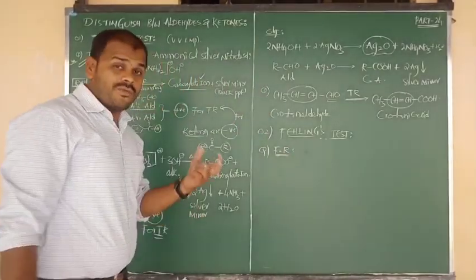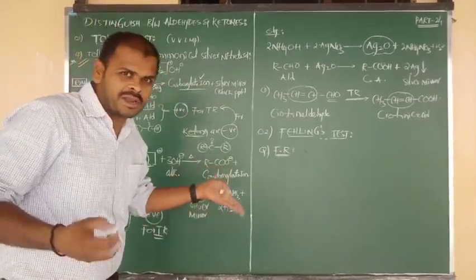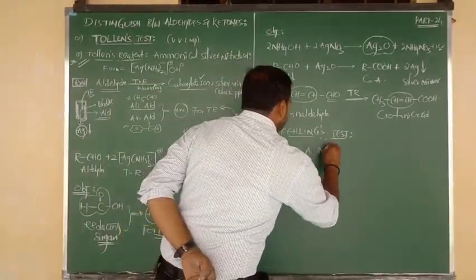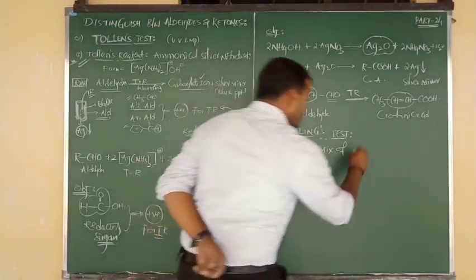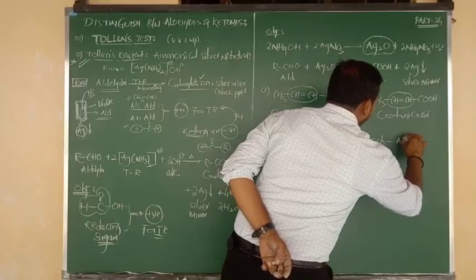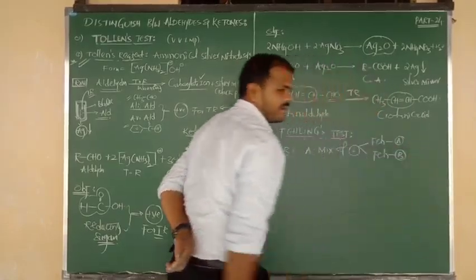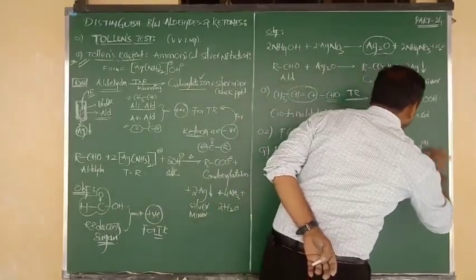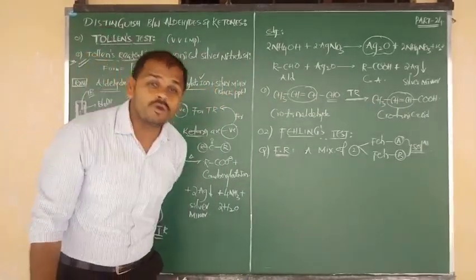Ready? So how do we prepare Fehling's reagent? Yes, we can prepare our own in the laboratory also. Listen carefully. Fehling's reagent is a mixture of two solutions: one is Fehling A solution, and one more is Fehling B solution. By mixing these two, you are going to get Fehling's reagent.